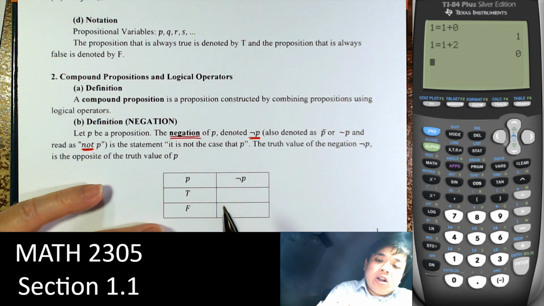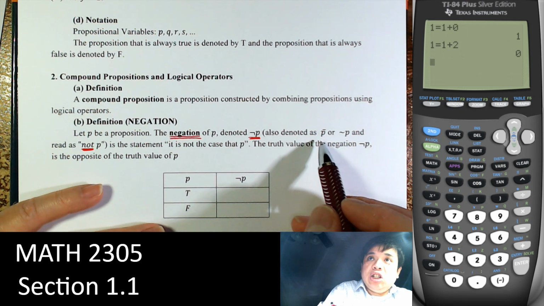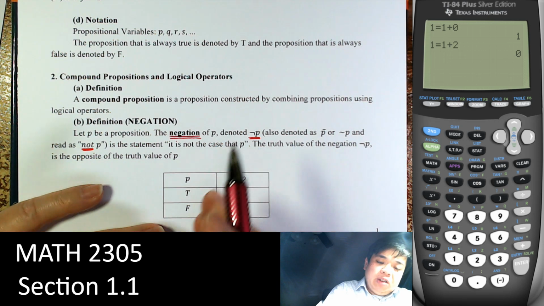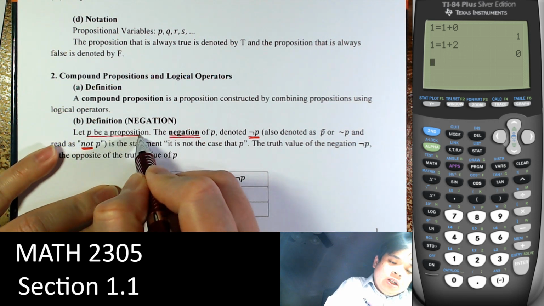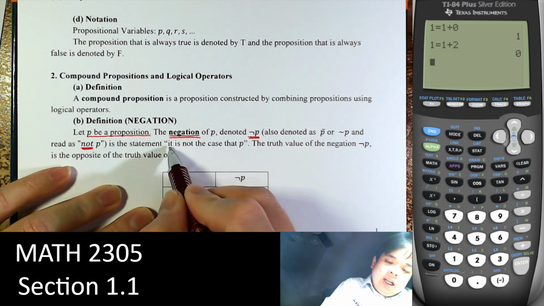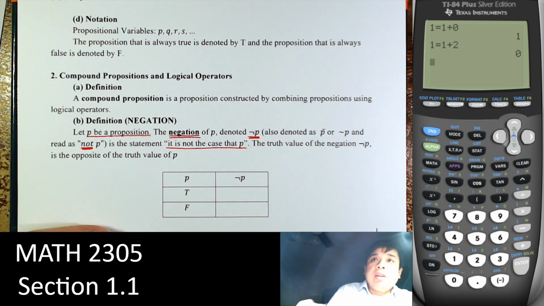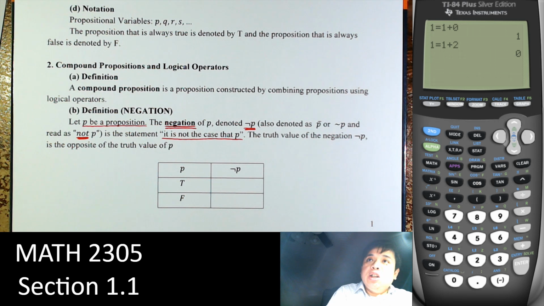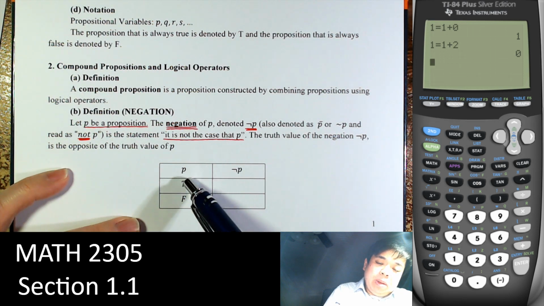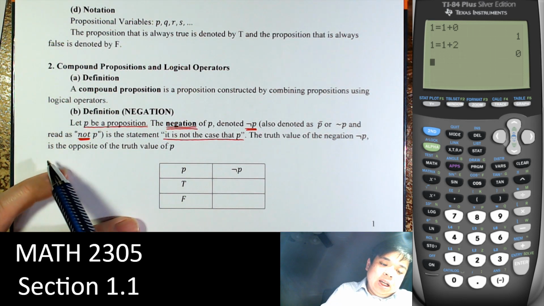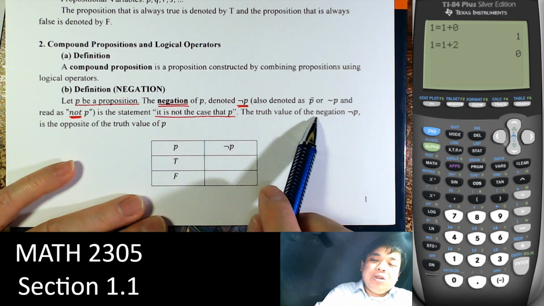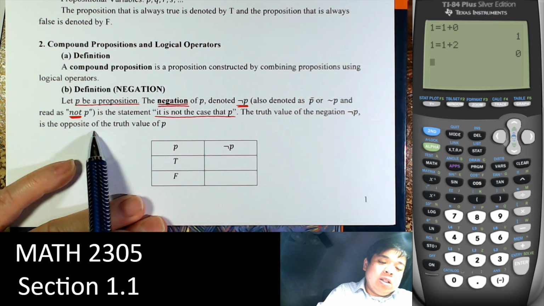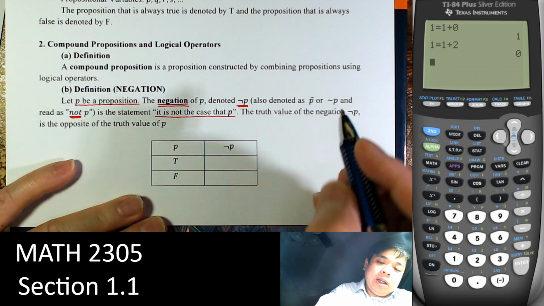Other books use a bar on top to denote the negation of P, or use a tilde in front of P. What it actually is, if P is the proposition, then not P is, we just throw the word not into it. And here we'll give all the truth values for the negation of P. The truth values of the negation of P are the opposite of the truth values of P.